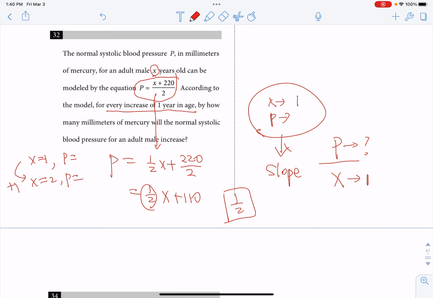So I plug in X as 1, then 221 divided by 2 will get you 110.5. Or plug in X as 2, which is 222 divided by 2, you get 111. So 111 minus 110.5 will give you 0.5 increase, which is the same as 1/2.